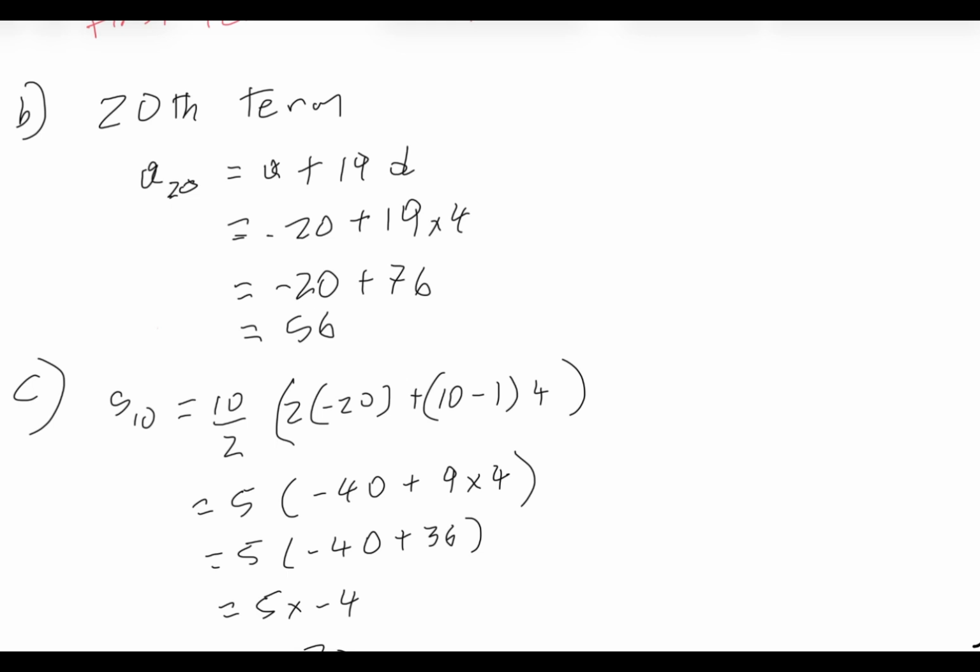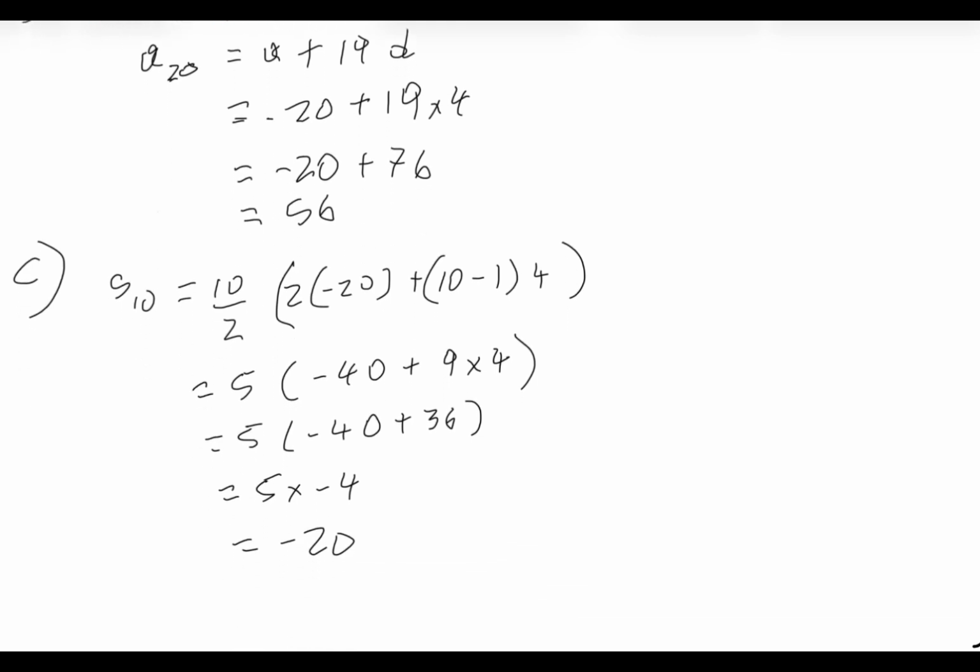Third part, sum of the first 10 terms. S sub 10 is equal to 10 over 2, bracket 2 times negative 20 plus 10 minus 1 times 4. This is equal to 5 bracket negative 40 plus 9 times 4, which is 5 bracket negative 40 plus 36, which is equal to 5 times negative 4, which is equal to negative 20. So S sub 10 is equal to negative 20.